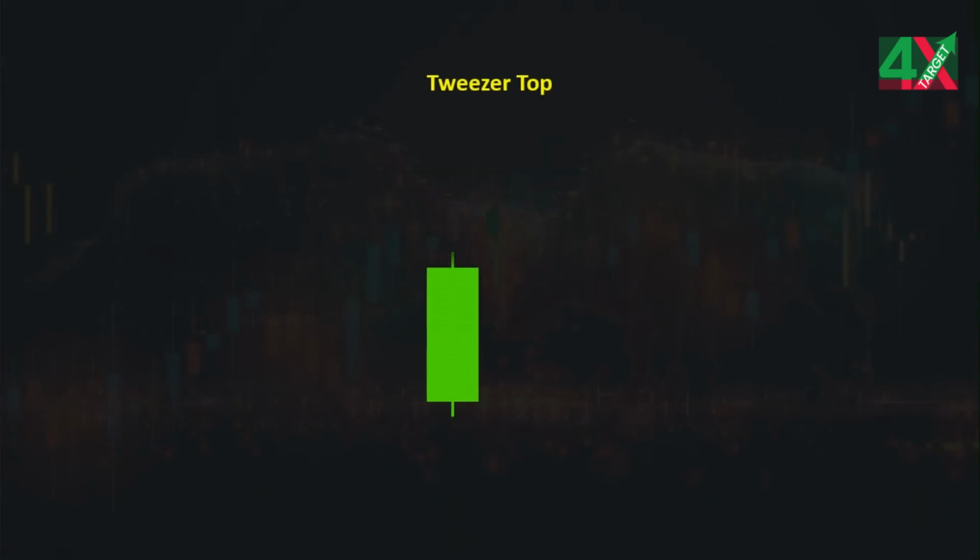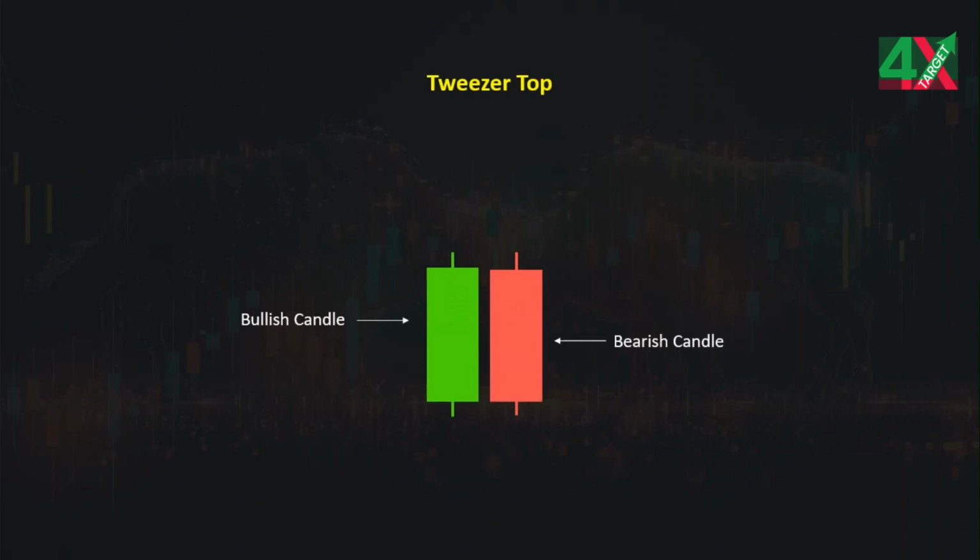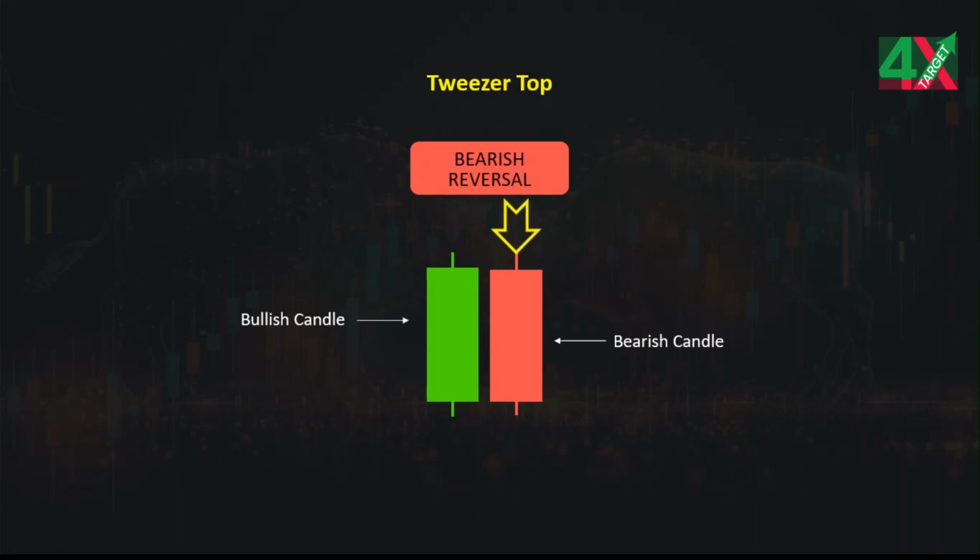Now let's look at tweezer patterns. Tweezer top forms when two consecutive candles appear with nearly the same highs, but with opposing directions. The first candle is bullish, indicating continued upward momentum, followed by a bearish candle of similar height that signals a potential bearish reversal in the market. This pattern is considered most reliable when it appears after an extended uptrend or near a key resistance level, as it signals that the uptrend may be weakening and a downward reversal could be imminent.